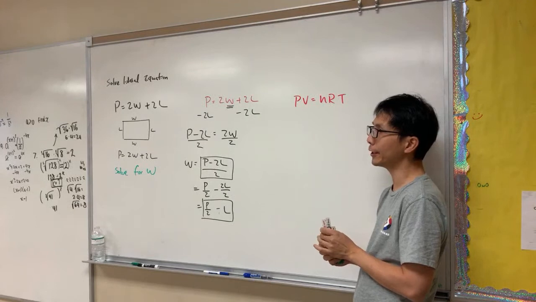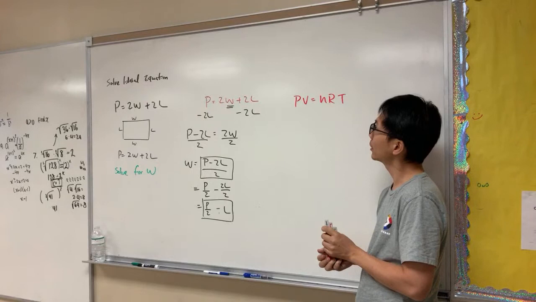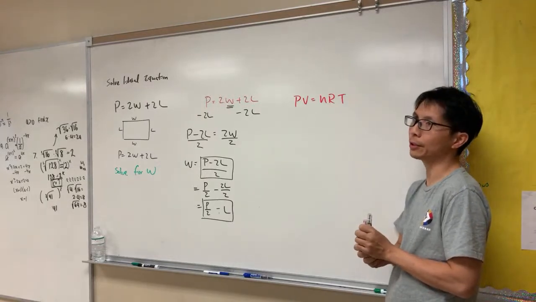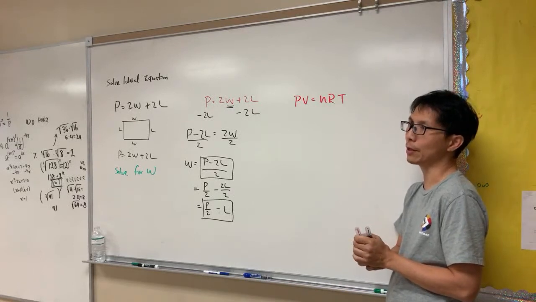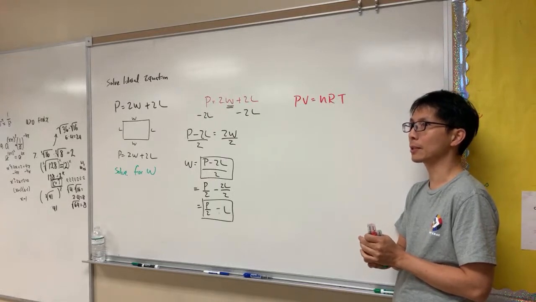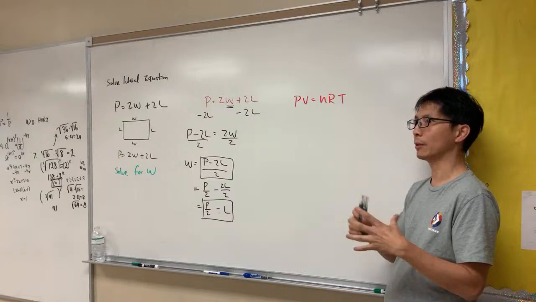PV equal to NRT. They call it the gas law. It involves pressure, volume, and temperature. As the temperature increases, the volume is going to increase. As the pressure increases, the volume is going to decrease. So it's talking about gas, for example, methane gas. If methane gas is accumulated in this room and you increase the temperature, it's going to have more volume, more expansion.